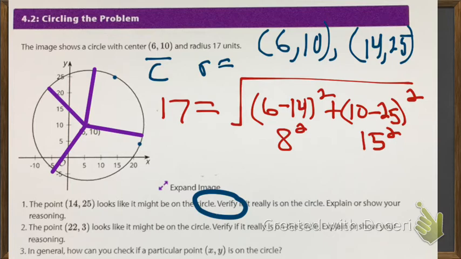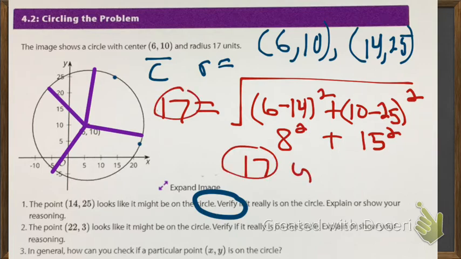All right, so if I do all that, and I run it through a calculator, you're going to find that that does come out to 17. So therefore, it is a yes. I must confess it is on the circle. That's the deal.